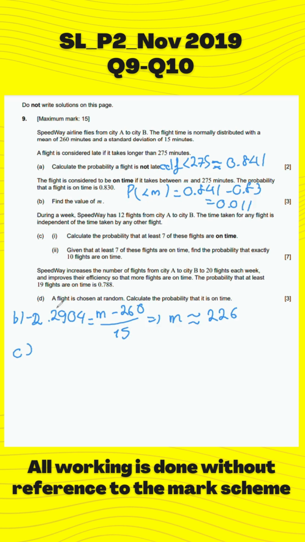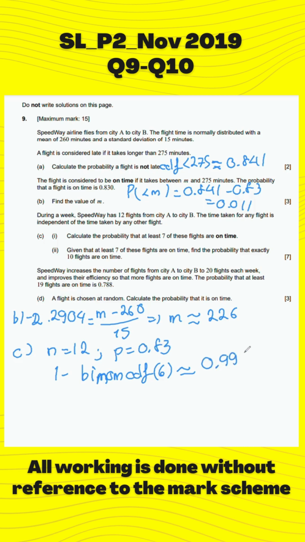Okay, part C. Now, given the number of trials is 12, the probability of being on time will be 0.83. Calculate the probability of at least 7. To find at least 7, it will be 1 minus the binomial CDF of 6. So once again, the number of trials is 12, and the probability of success is 0.83. So from that, we will have 0.991.